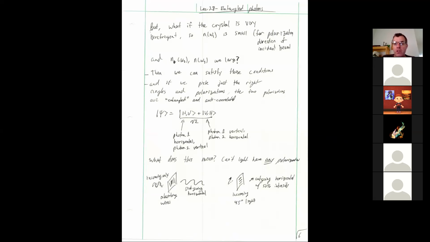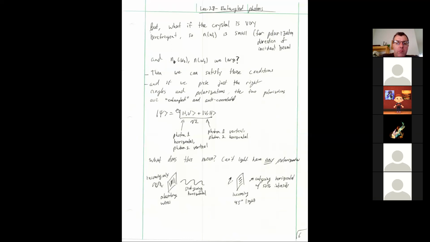Even though if we were to just look at one polarization, for each polarization, the curve is going downward like this. But even though the curve is going downward, there are 2 different curves, one of them above the other. So if we play with our conditions just right, we can get it to produce 2 photons going in different directions. And if we pick just the right angles and polarizations, the two polarizations are entangled and anti-correlated.